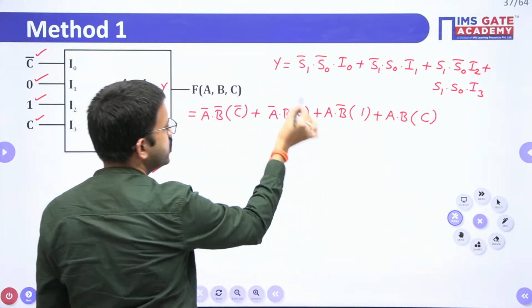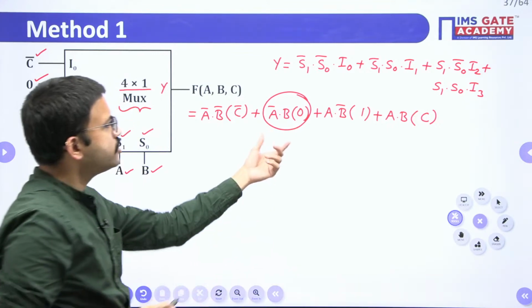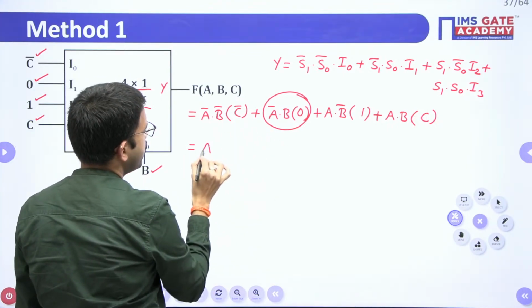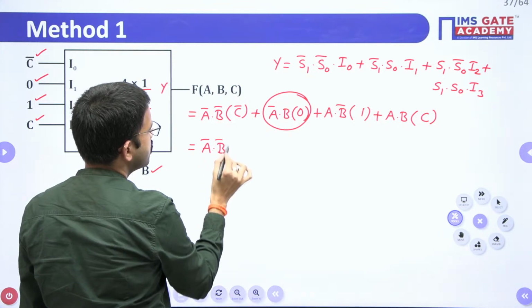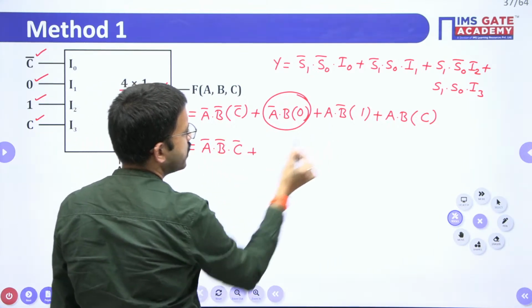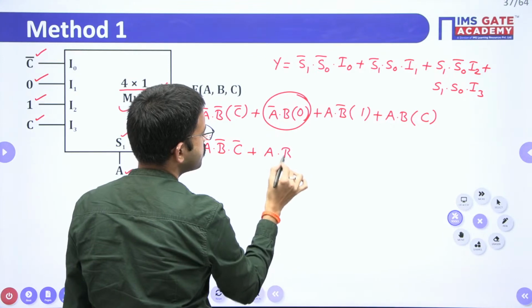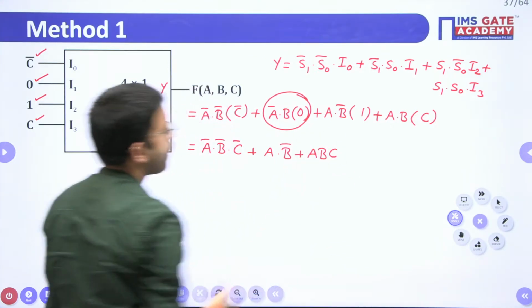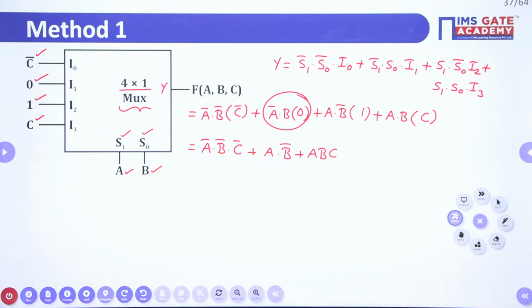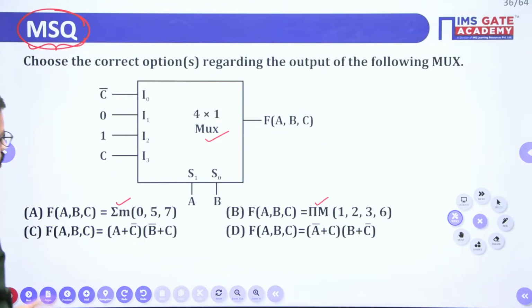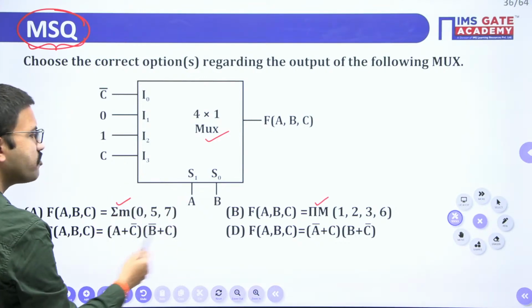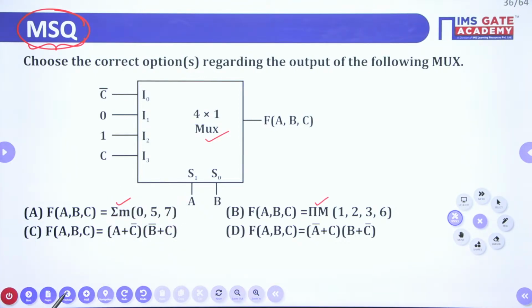Now 0 into anything is 0. When you are adding 0 to anything, the resultant value remains the same. Now you will get A bar B bar C bar, plus A into B bar, plus ABC. Here they have given one choice in sigma m, one choice in pi capital M, and one choice in simplified function.